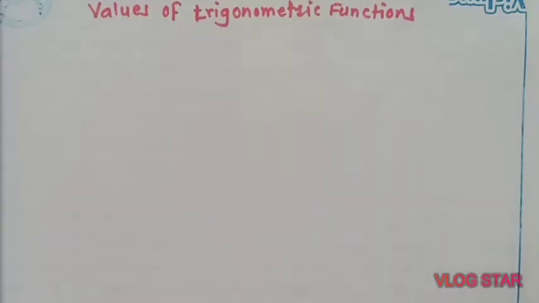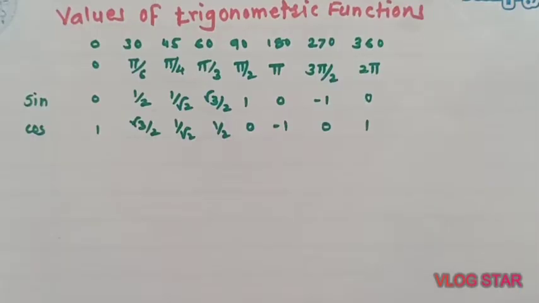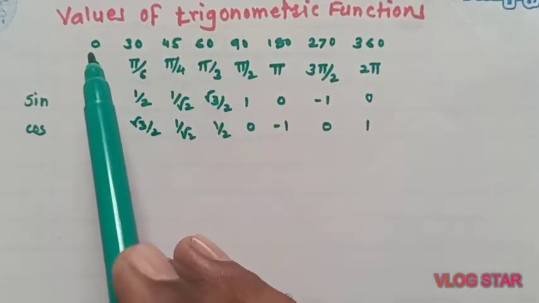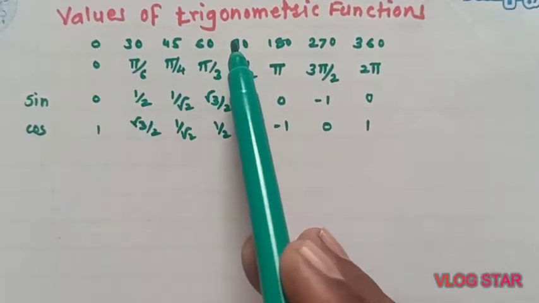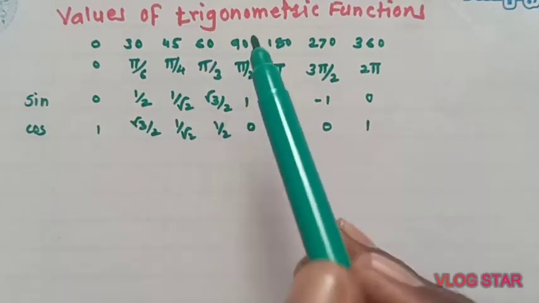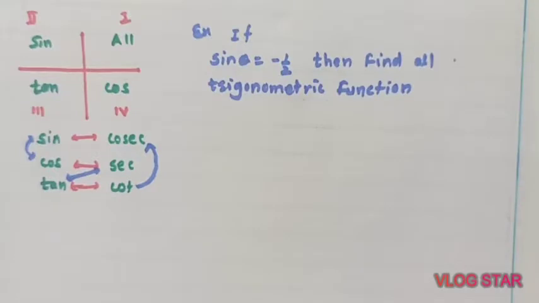Hello students, this video is very important as we are going to study how to determine values of trigonometric functions. As you all know the values of some standard angles, in the first quadrant, 0 to 90, you have already learned these values. This is about the first quadrant. We have one example over here.